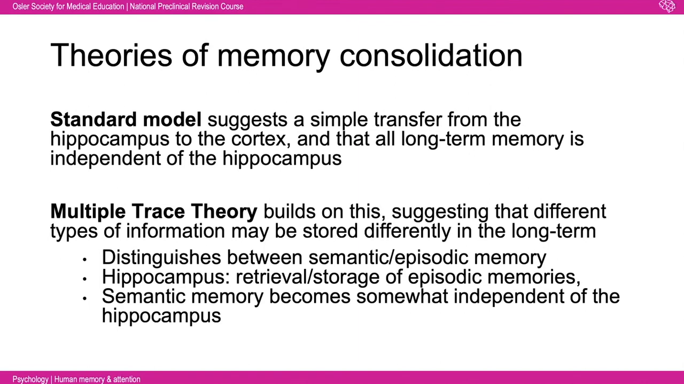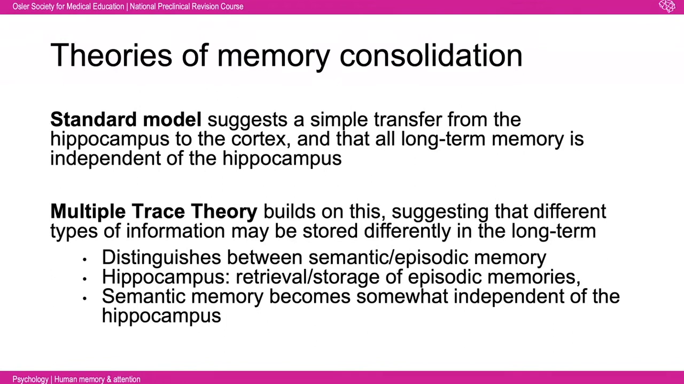So people have tried to understand memory consolidation through models. So the standard model suggests that, quite simply, there's just a transfer of information from the hippocampus, i.e. the short-term information, to long-term information in the cortex. And that eventually all of the information in the cortex, the long-term memory, becomes independent of the hippocampus. So that sort of suggests that the cortex eventually functions independently of the hippocampus.